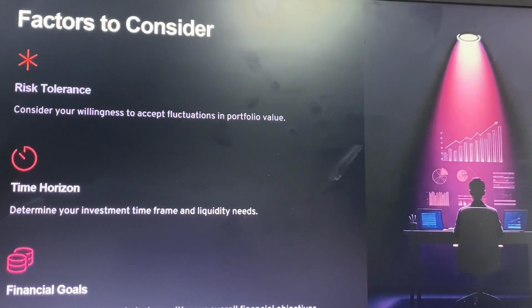Then we have financial goals. Align your bond investment strategy with your overall financial objectives. What are your financial goals? What are your financial objectives? You have to align those financial goals with the investment strategy that you want to choose.